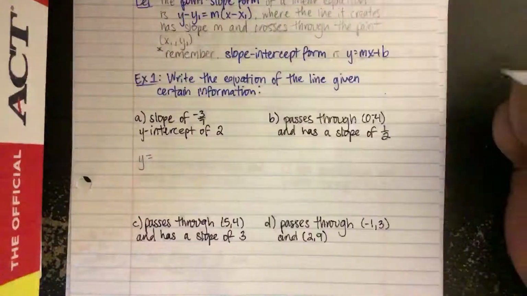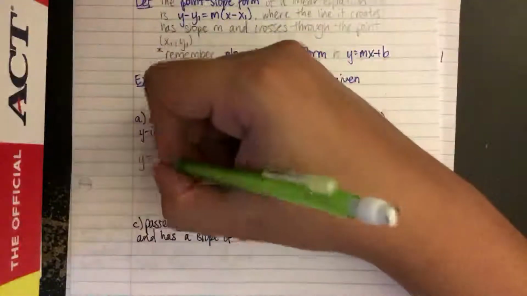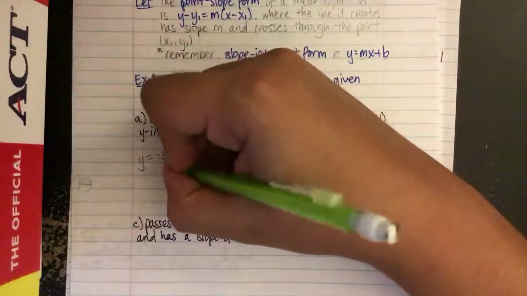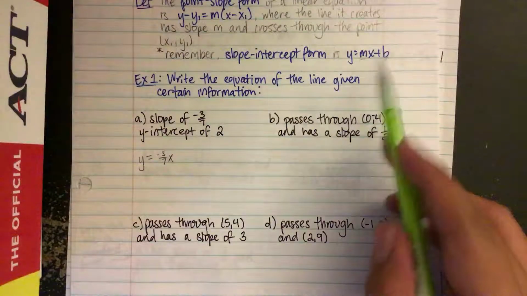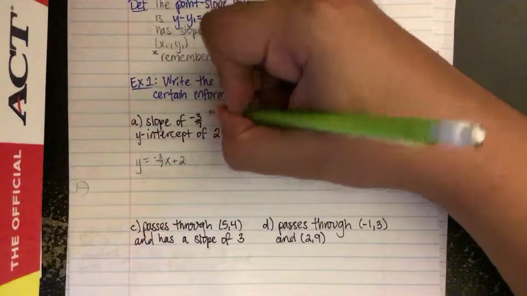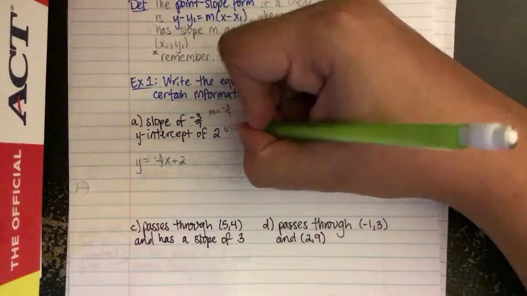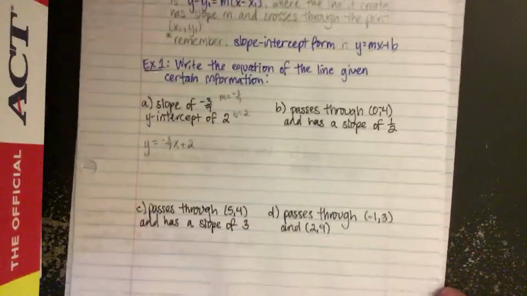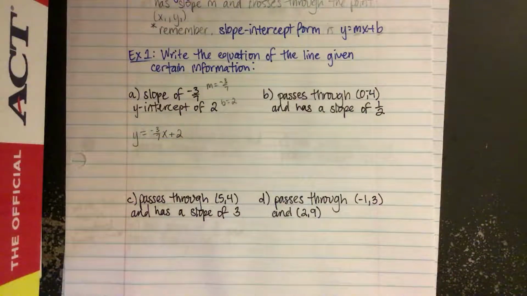Y equals, our slope is m, negative 3/7, so negative 3/7 x plus our y-intercept, which in this case is 2, plus 2. Okay? That one was too easy, of course, because we were directly given the pieces of information. So let's definitely do a few more examples so you can get the hang of it. Part B: passes through 0, negative 4, and has a slope of 1/2.